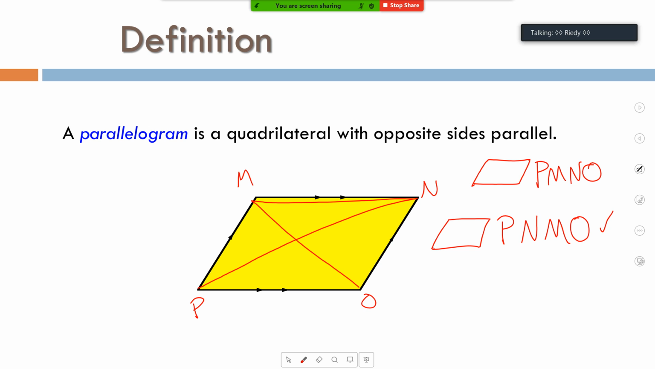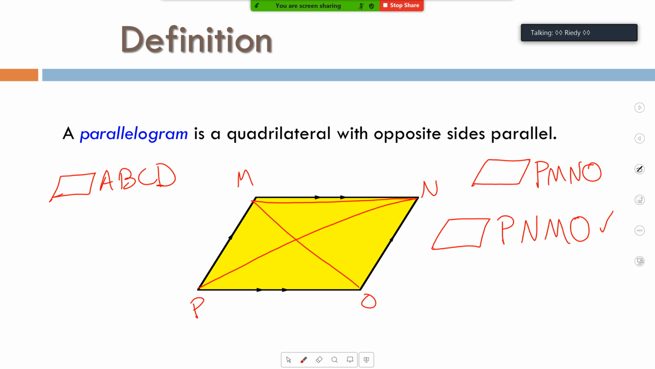And the same is true if I give you the name and ask you to draw it. If I give you parallelogram A, B, C, D, you just got to be sure that you go in order, either clockwise or counterclockwise. So the naming schematic for a quadrilateral is fairly tricky. Okay, so let's move on.